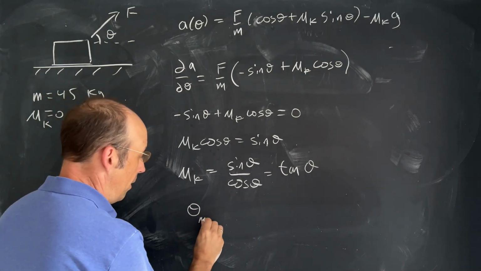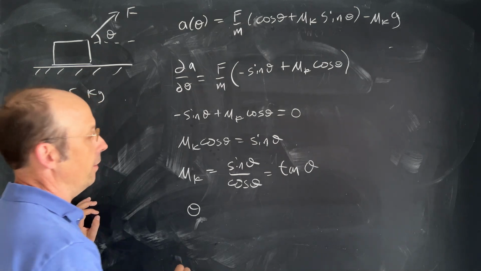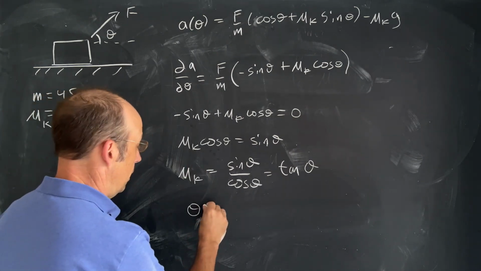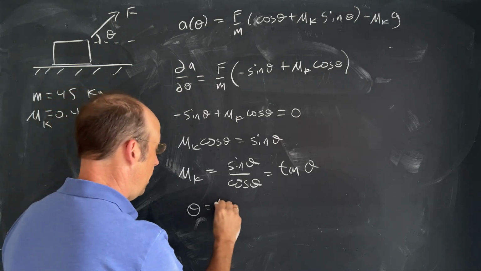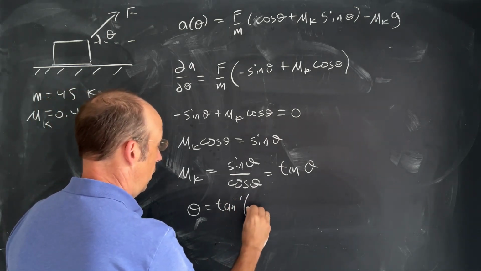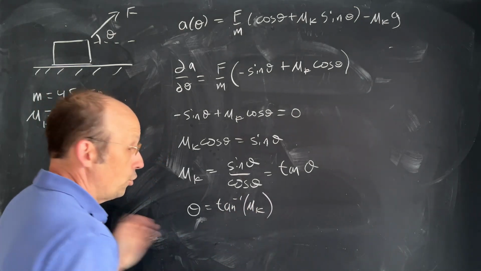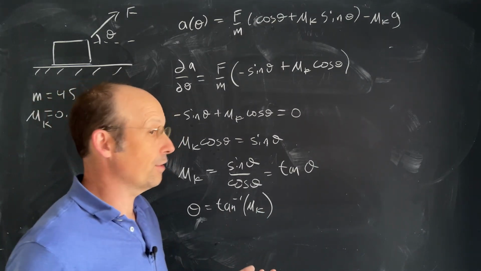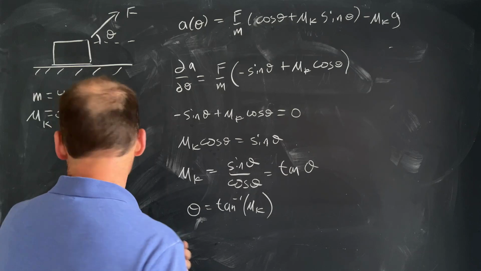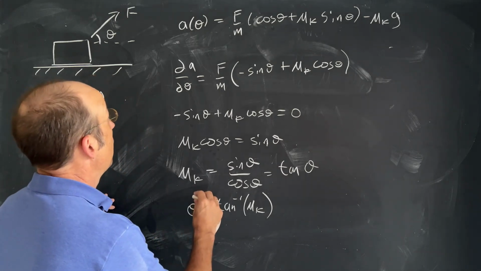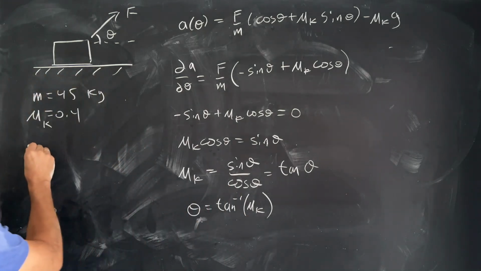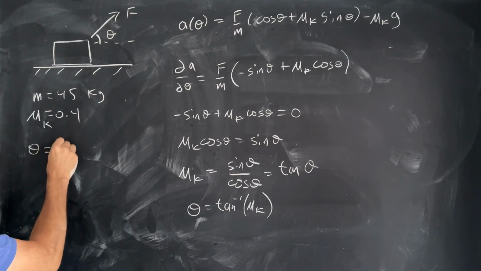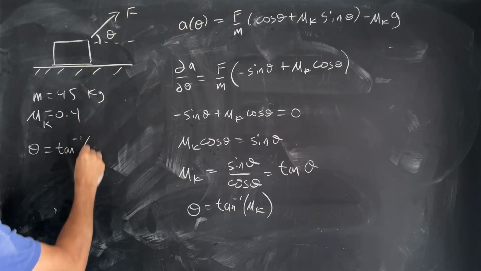Now I can find the value for theta by taking the inverse tangent of both sides. This is not the maximum theta. This is the theta with the maximum force. So theta at maximum acceleration is equal to the inverse tangent of mu k, which you can do, right? Because mu has no units. You can't take the inverse tangent of something with units. It has to have no units. That's that. So let's put that up over here. Theta equals inverse tangent of mu k.